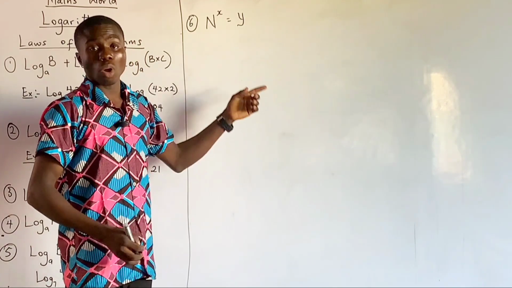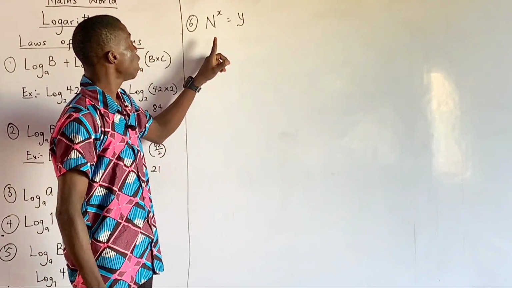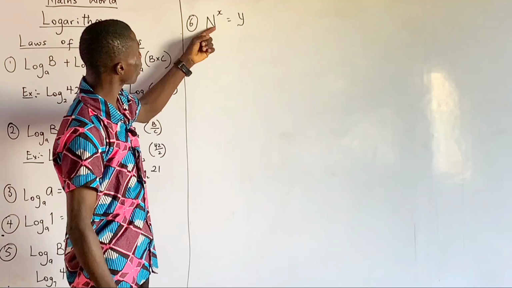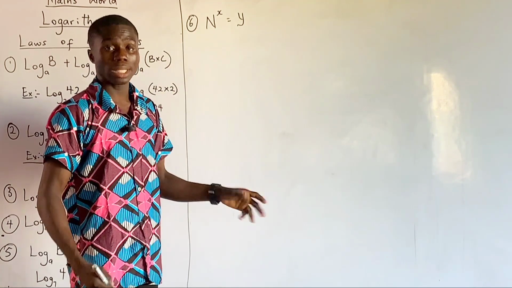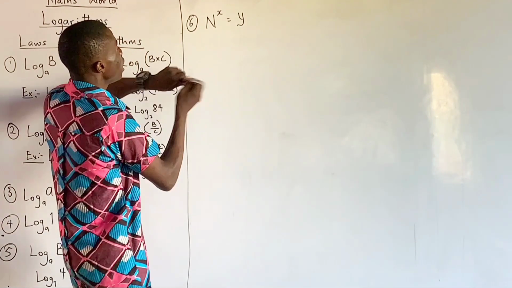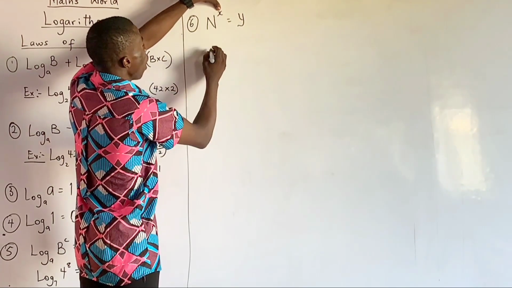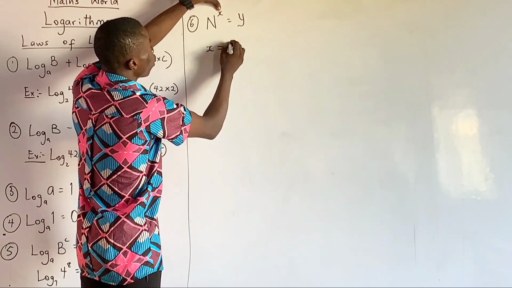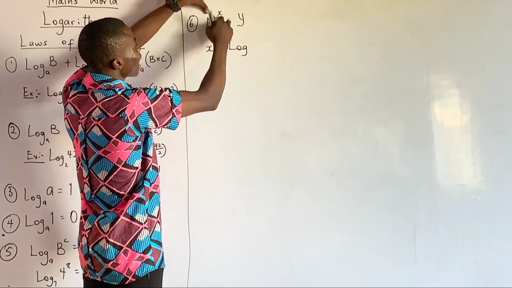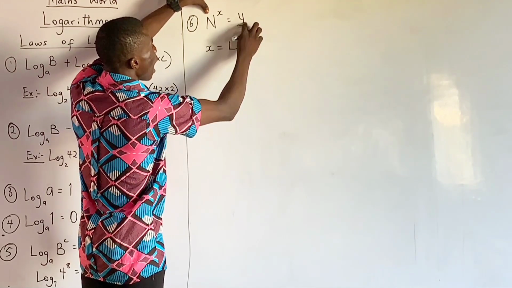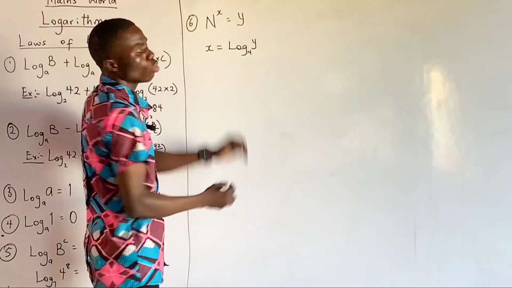Okay, the next law is actually the relationship between indices and logarithms. If you look at this very well, it looks like indices. If you want to find this x that we are looking for, the power will become the log. The number that is carrying this power will become the base, and y will become the number.